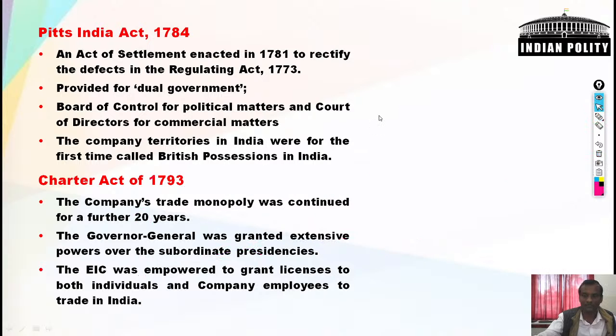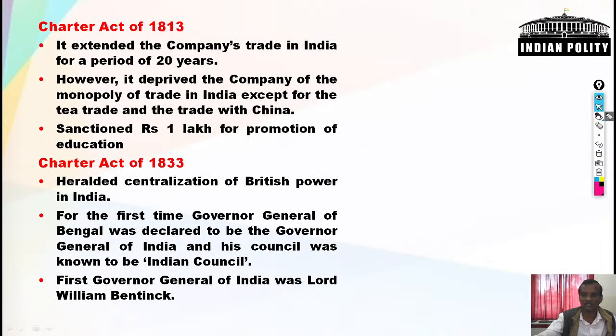ओके, नाउ वी शैल मूव टू द नेक्स्ट एक्ट, चार्टर एक्ट 1813. It another extended 20 years. Okay, so 20 years 1813. फिर 20 साल के लिए बढ़ा दिया गया. सो दैट इज नॉट इम्पोर्टेंट. It deprived the company of the monopoly in trade in India except for tea trade and the trade with China. Okay, deprived the company of the monopoly of trade means सब चीज पर जो ट्रेड किया गया था, अभी सिर्फ टी और ट्रेड विथ चाइना में उसको मोनोपोली दिया गया, अदर्स मोनोपोली को निकाल दिया गया.